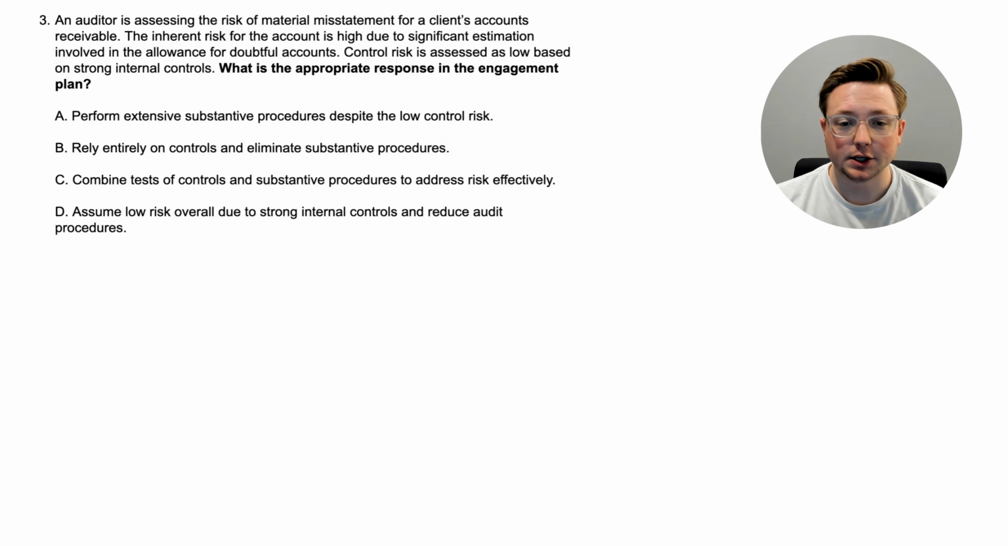All right, here we are at question 3. What is the appropriate response in the engagement plan? Okay, let's go up to the top. An auditor is assessing the risk of material misstatement for a client's accounts receivable. The inherent risk for the account is high due to significant estimation involved in the allowance for doubtful accounts. Control risk is assessed as low based on strong internal controls. So again, what is the appropriate response in the engagement plan?